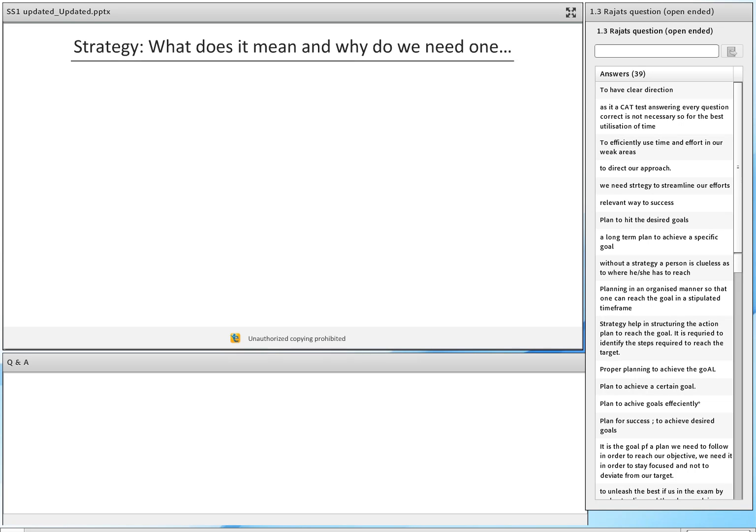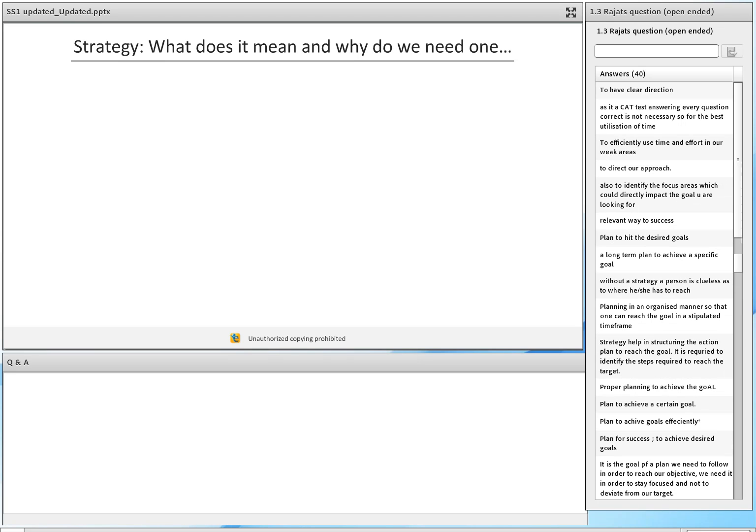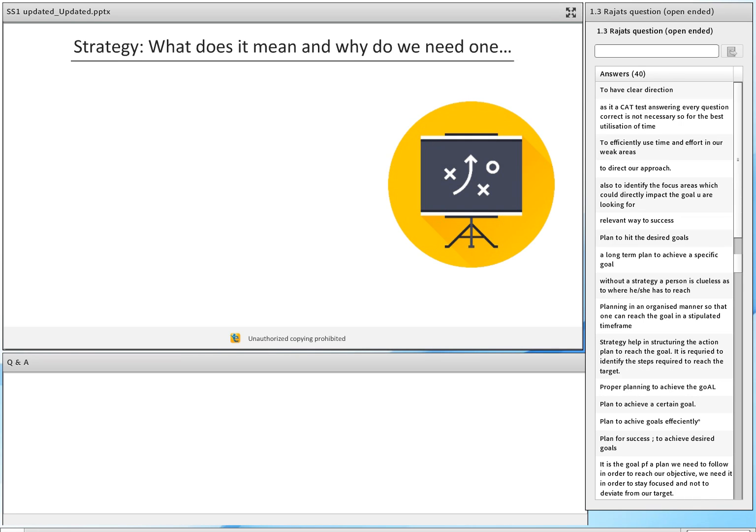So most of the answers are very good. I mean, they tell me that you have a fairly good understanding of what strategy is. Many of you have talked about a plan. Many of you have also talked about getting a direction. Some of you have talked about efficiency. All of those are good reasons for strategy, and a plan is what strategy is as well.